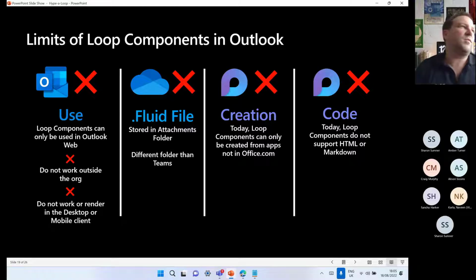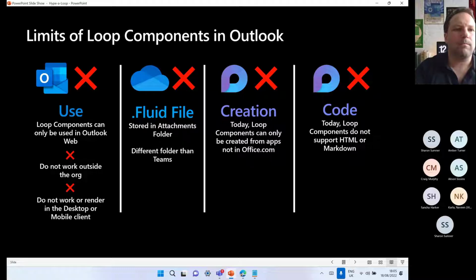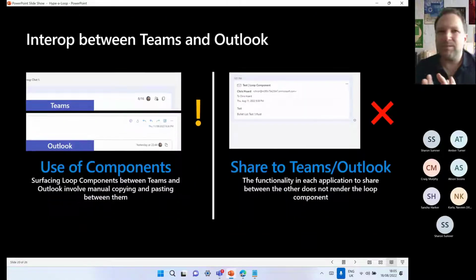And then Outlook suffers from the same problems as Teams in that you can only create the Loop components in Outlook. You can't create them in Office.com, and you can't format them. They don't support HTML or Markdown. In terms of the interop between Teams and Outlook, this is also problematic.